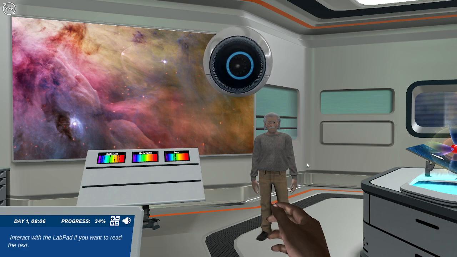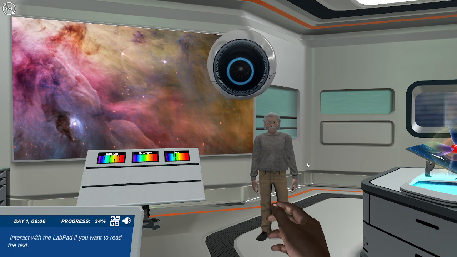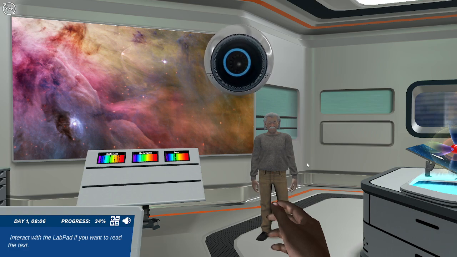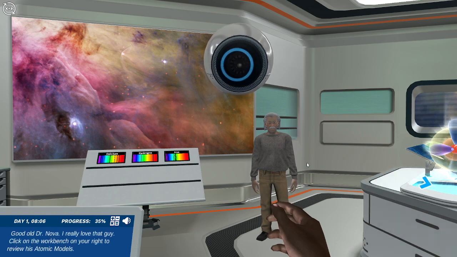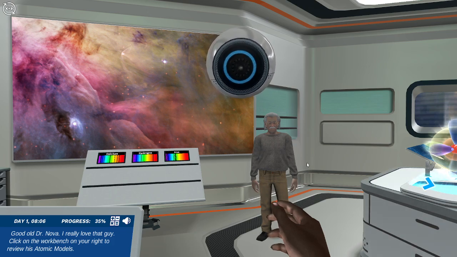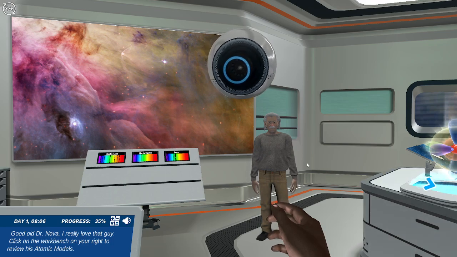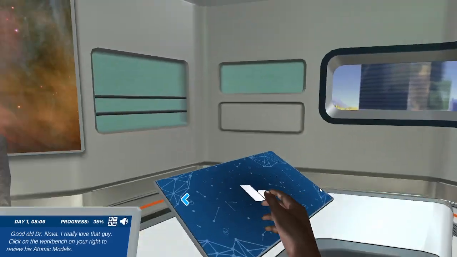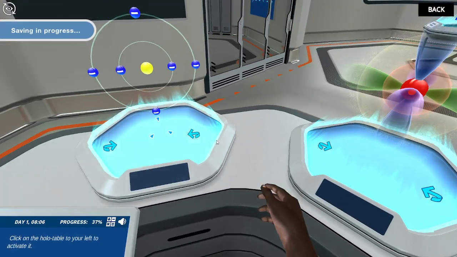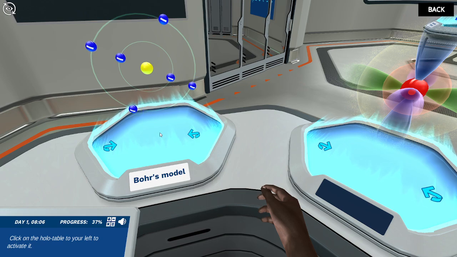While I prepare our big mission, I would like to invite you to review some holographic models I created for educational purposes. Please take a look at Bohr's planetary model and Schrödinger's quantum mechanical model. Good old Dr. Nova, I really love that guy. Click on the workbench on your right to review his atomic models. Click on the holo table to your left to activate it.